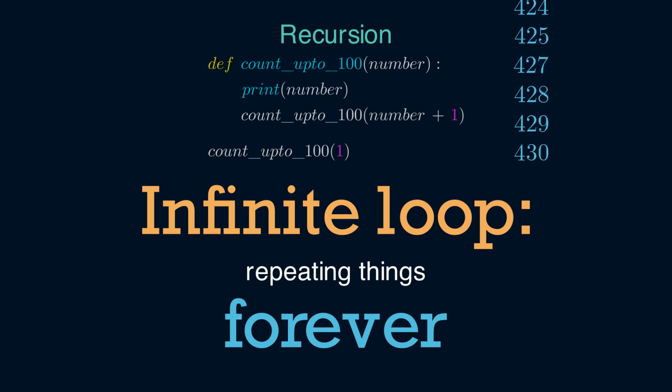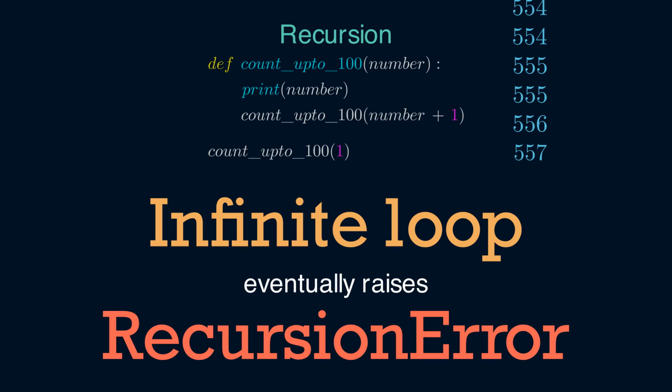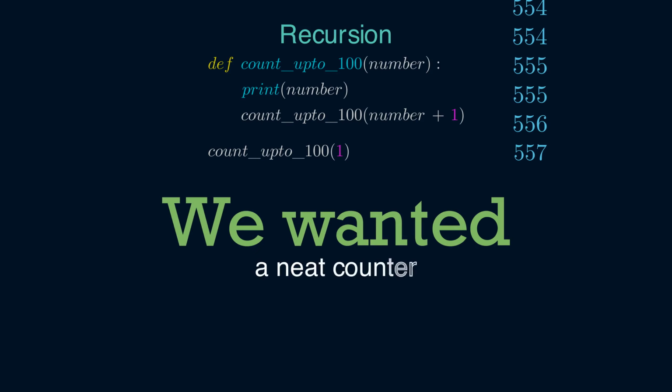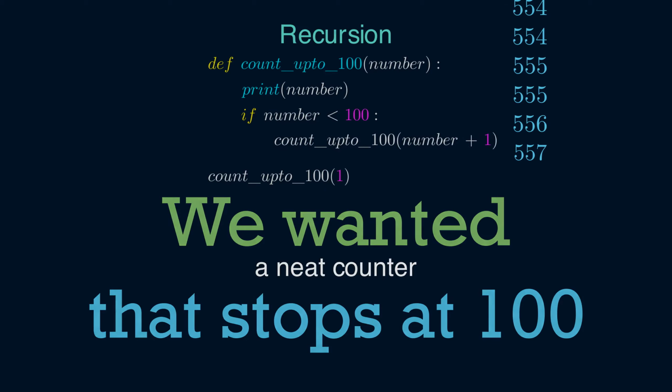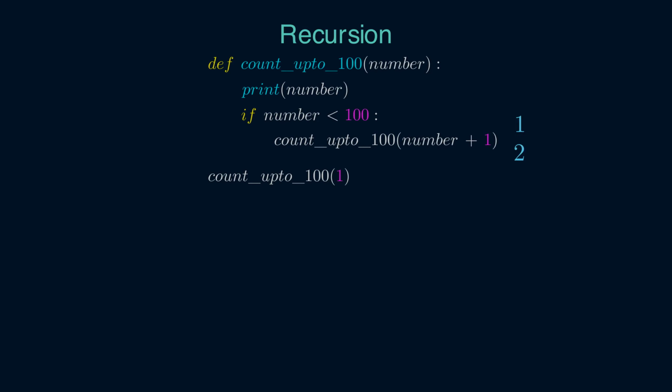Python may kill the infinite recursion after a while, resulting in a recursion error. But that's not what we wanted. We can add a conditional check to do that. If number is 100 or more, recursive call doesn't happen anymore. Function stops as expected. That's all in this episode.